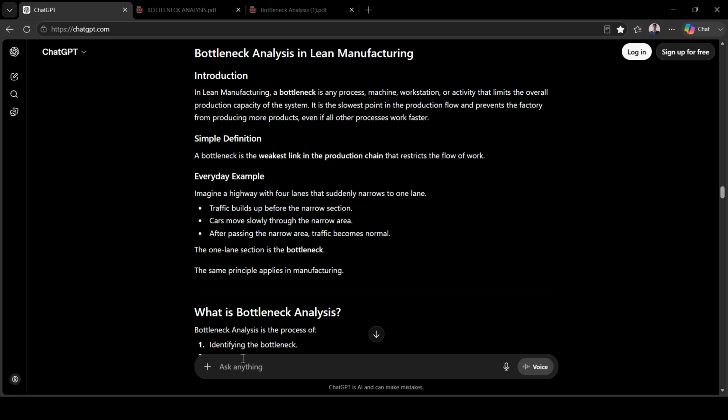Bottleneck analysis in lean manufacturing. In lean manufacturing, a bottleneck is any process, machine, workstation, or activity that limits the overall production capacity of a system. It is the slowest point in the production flow and prevents the factory from producing more products, even if all other processes were faster. In simple definition, a bottleneck is the weakest link in the production chain that restricts the flow of work.